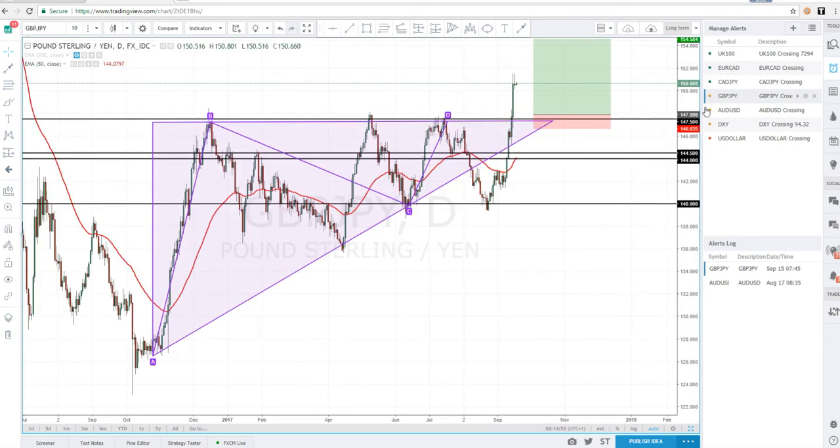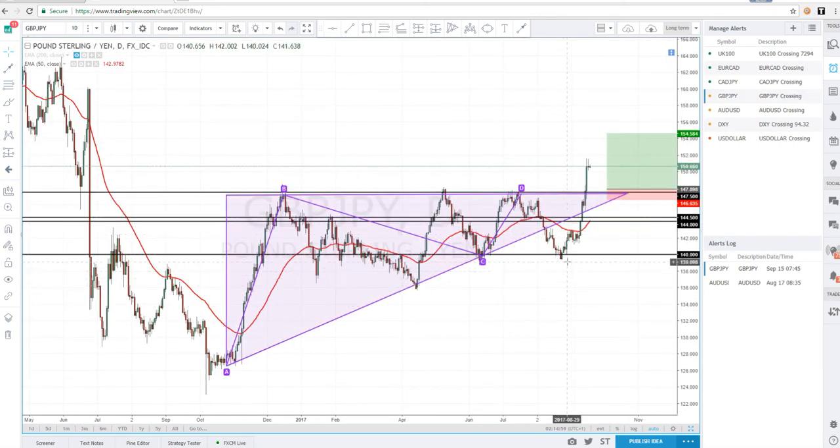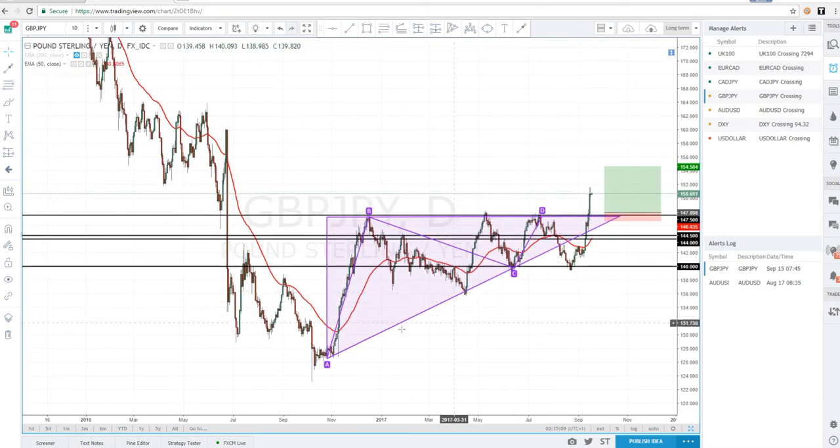Pound yen's a little bit different. So we had this fake out of the triangle a couple of weeks back. I was a little bit concerned that maybe it had gone to the bearish side, but as you know, since this triangle has been forming for the last year or so, I have said I'm bullish this pair, it's just when. Well, here's your sign now, guys. It's had a nice clean breakout of the 147.5 area.